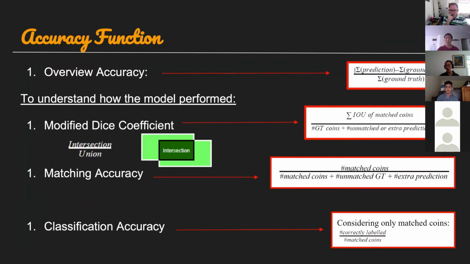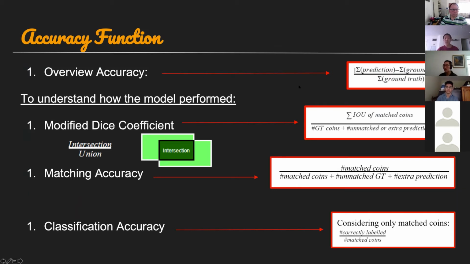So first, considering the high level, the overview accuracy is the measure of performance for the goal of the project, which is the sum of coins. We aim to minimize the difference between the sum of the prediction and the ground truth coins. The ideal result is 0, and larger numbers are worse.